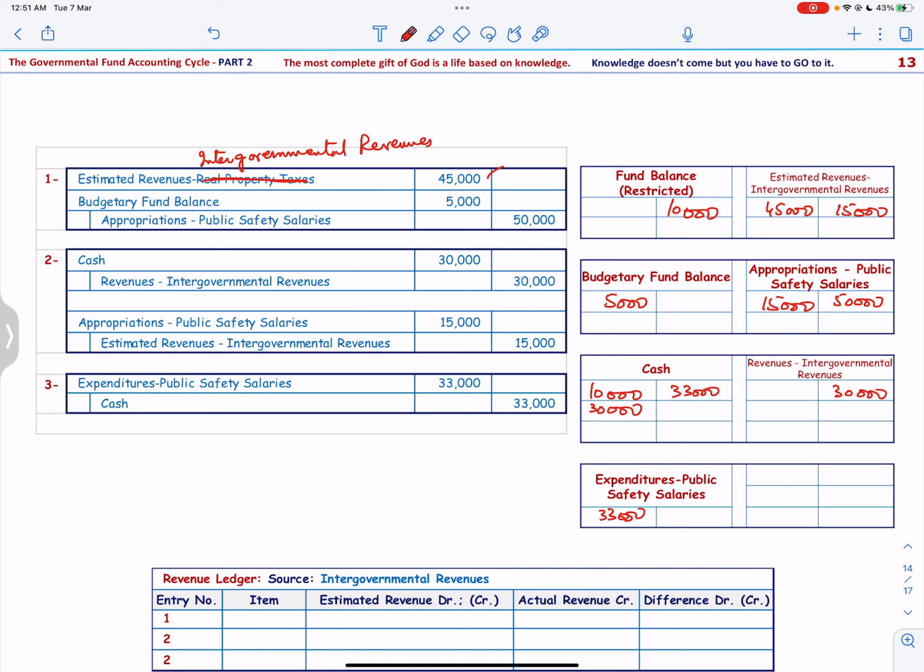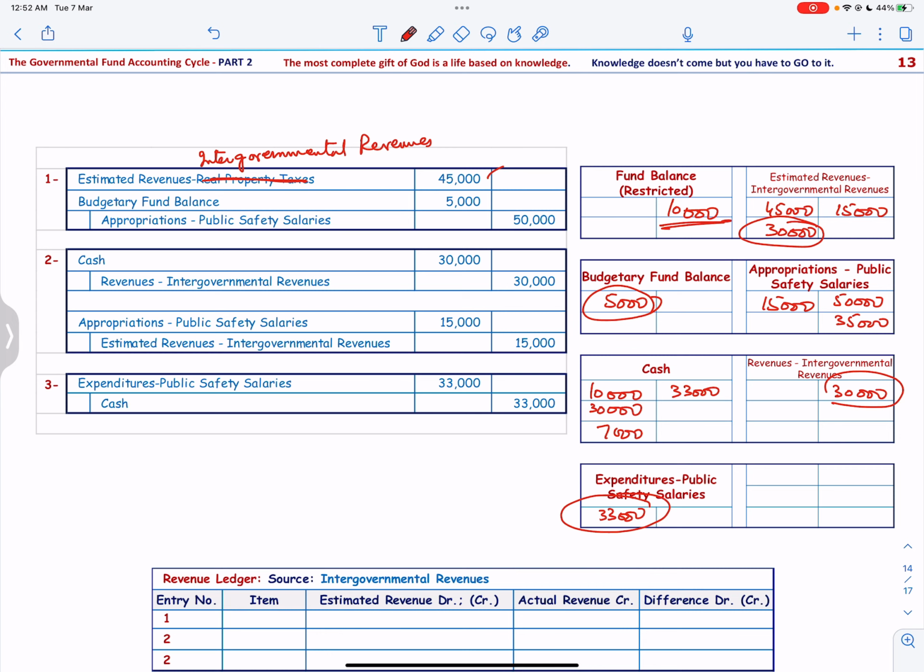And now we can have a balance over here of 10,000. Here the balance is 30,000. Budgetary fund balance is 5,000. Appropriations will be 35,000. This will be 7,000, 30,000, and 33,000.